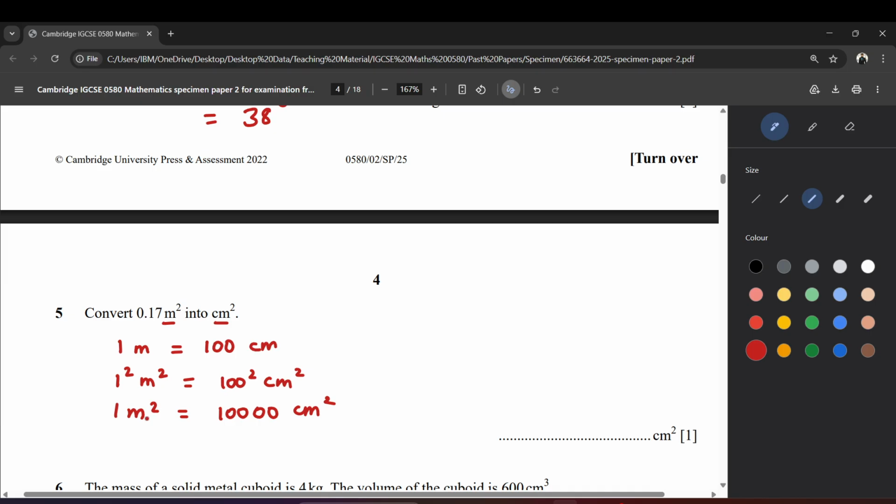If 1 square meter, or 1 meter squared, is equal to 10,000 centimeters squared, how many will be 0.17 meters squared? So now you can directly cross multiply them. So that will be 0.17 times 10,000. All you have to do is just shift the decimal point. So let me write it in this form first. Now, how many places do I have to shift? I have to shift 4 places because I'm multiplying by 10,000. So 1, 2, 3, and 4. So the decimal point comes over here. So this becomes 1700.